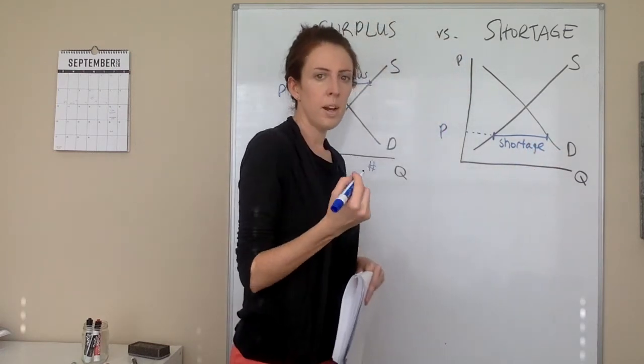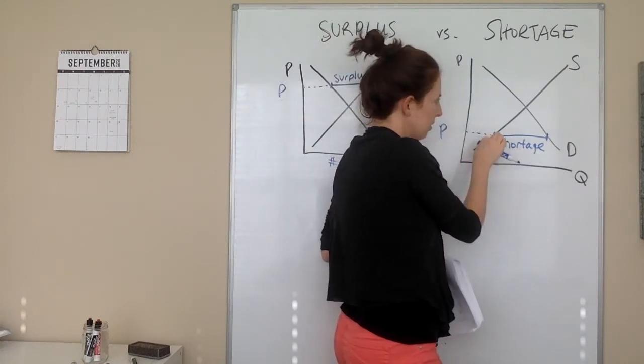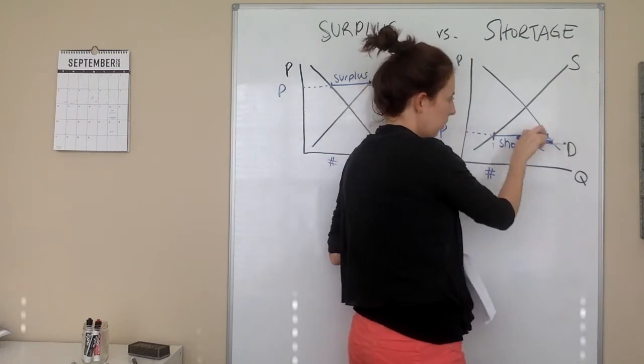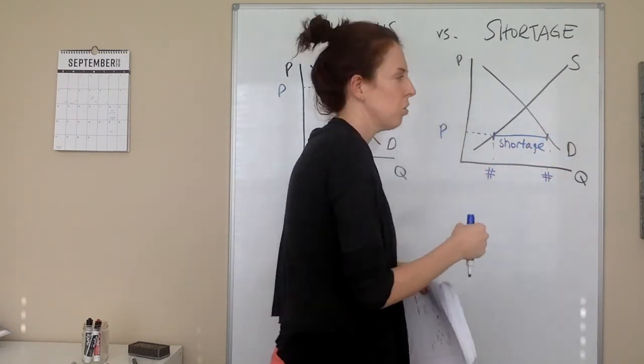Okay, again, to numerically calculate this, you take this price, you peg it, you go over to the supply curve, you figure out the number for the quantity supplied, you go over to the demand curve, you figure out the number for the quantity demanded, you subtract them, and that gives you the shortage.